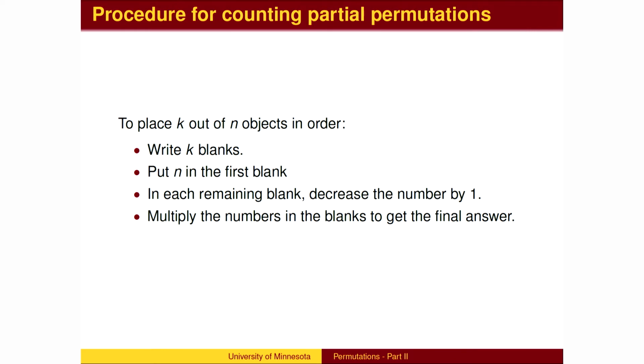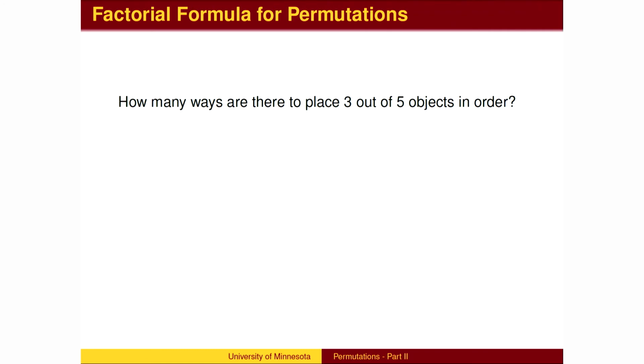To calculate the total possibilities, we multiply according to the general counting principle. In general, to place k out of n objects in order, we will need to multiply k numbers together. So we begin by making k blanks. In the first blank, we have n choices. In each successive blank, we have 1 fewer choice. Once all of the blanks are filled, multiply the numbers together according to the general counting principle. Here's the first example again. We will multiply 3 numbers together, beginning with 5, and going down by 1 each choice.